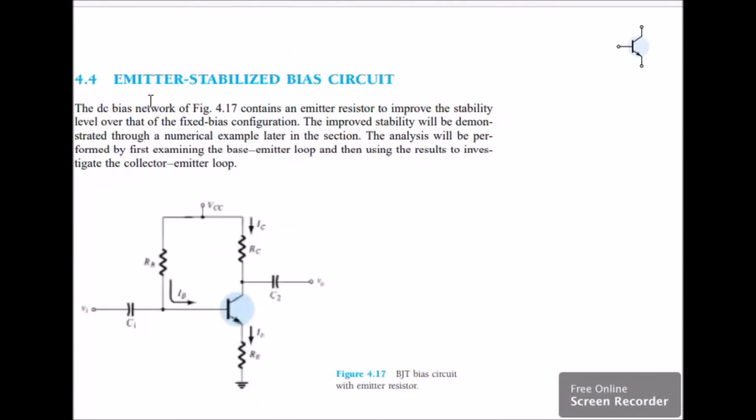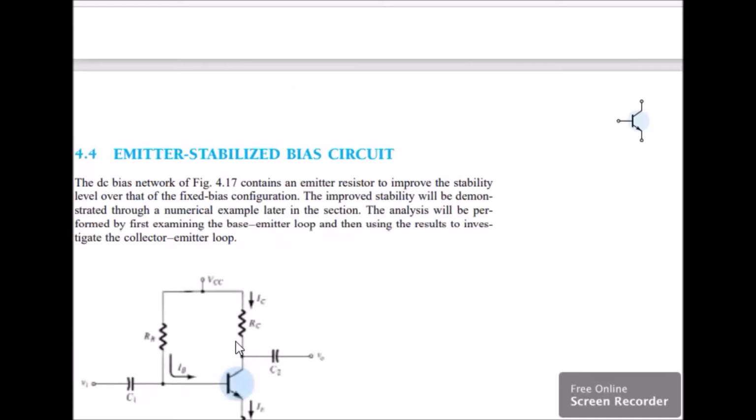So, meron din tayo dito ang emitter stabilized bias circuit. Emitter stabilized po kapag meron kang RE. Usually kasi wala dito, di ba? Pagka meron kang RE, ang tawag natin sa circuit na yan is emitter stabilized bias circuit. So, ang goal ng ating resistor po dito o yung IE is to stabilize or increase stability sa ating circuit.